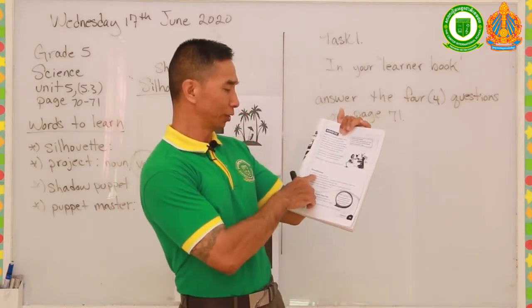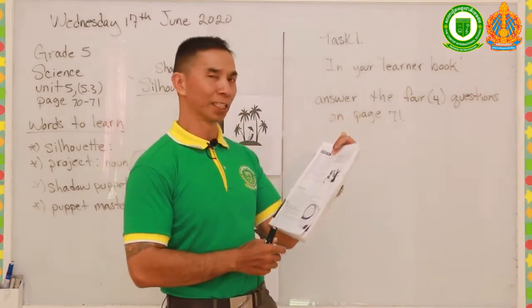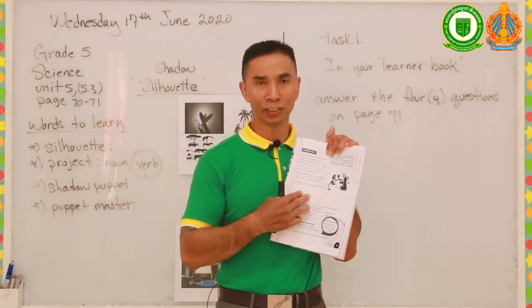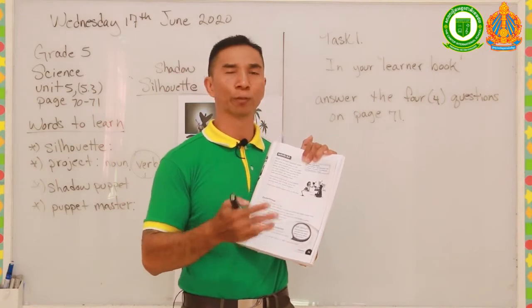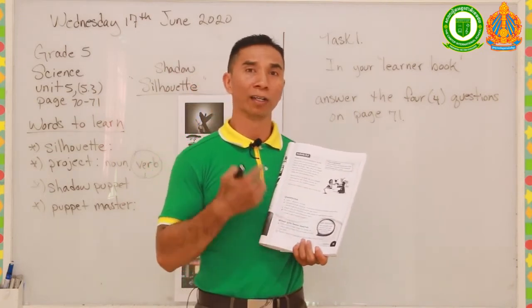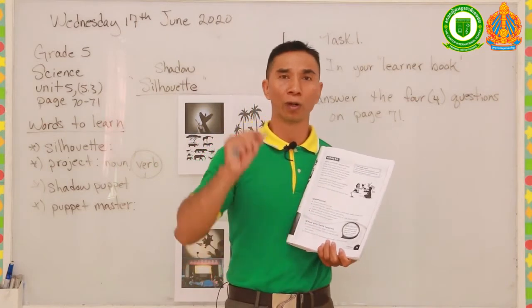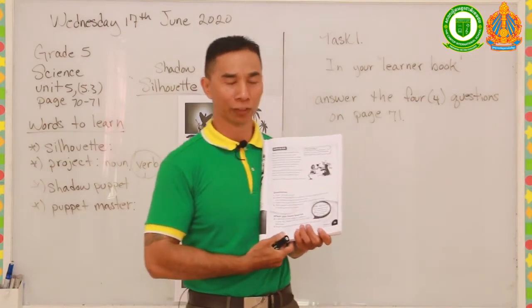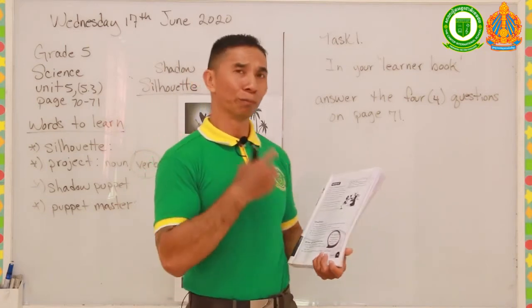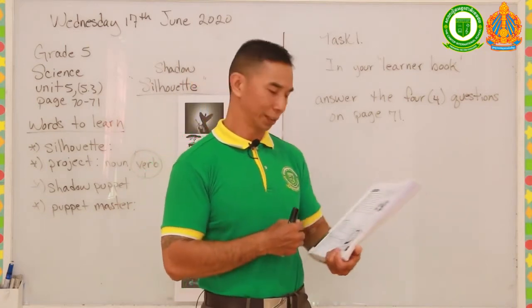The first question I want you to do is draw a silhouette of a cat. But for this task, you do not have to draw a cat. It could be any image you want to draw, okay? It could be a car, a motorcycle, a dog, or a picture of you, a silhouette of yourself. And then they want you to make a light source and project your image.